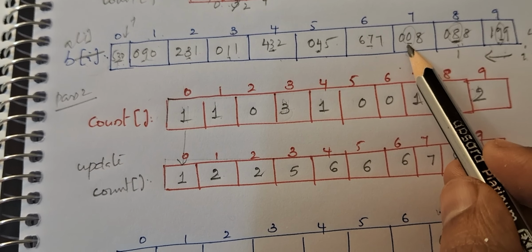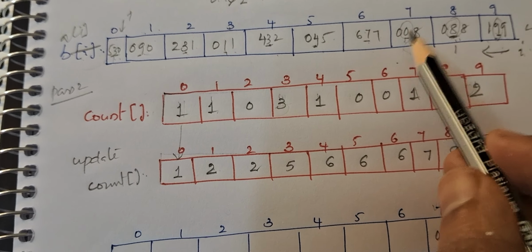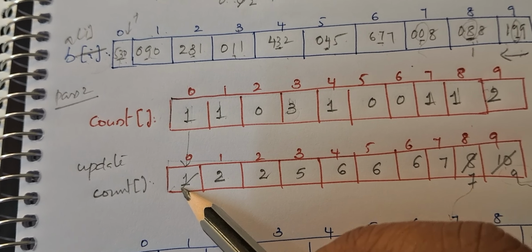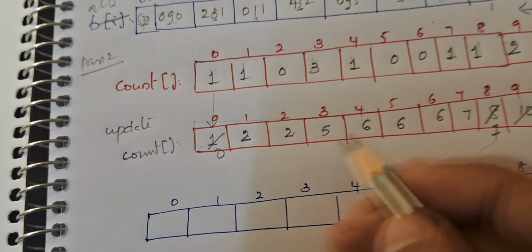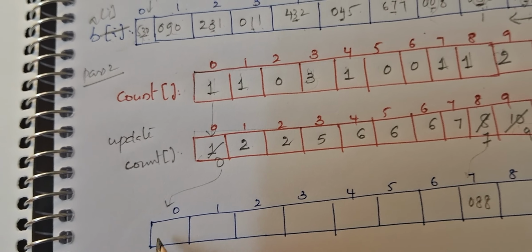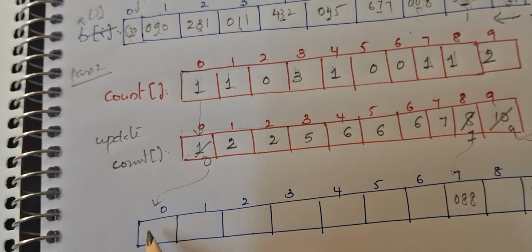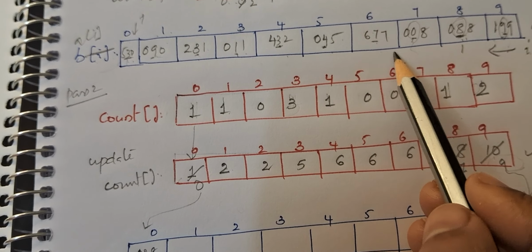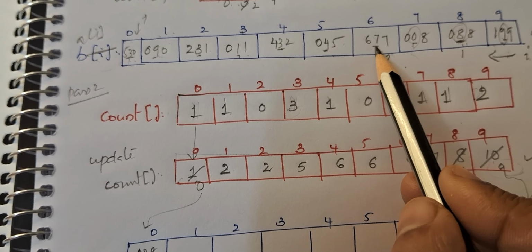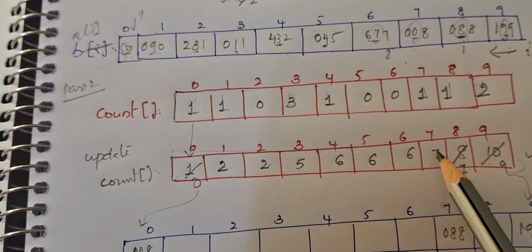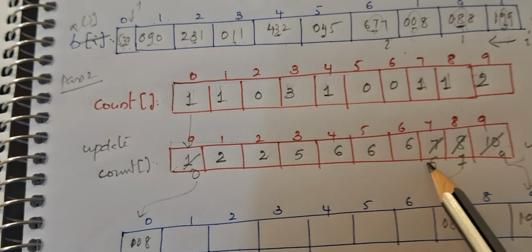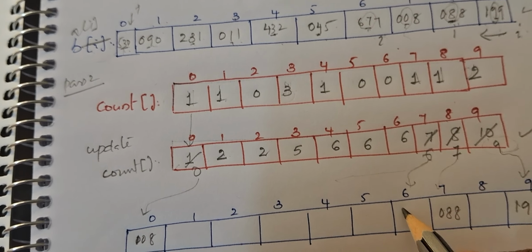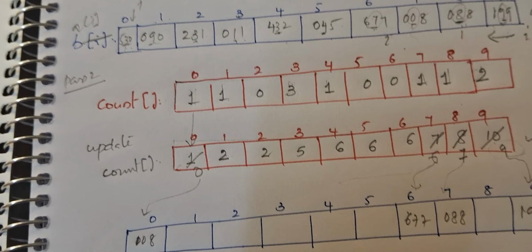Then I is equal to 7, that is 8 minus 1. I value decrementing. I is equal to 7, element 0. Go to index 0 of the count array. It is 1. Decrement the value by 1. Then go to index 0 of the final array and store the result. What is the result? 008. Then again I value is decrementing. I is equal to 6, A of 6 equal to 7. Go to index 7 of the count array, decrement the value by 1. Go to the corresponding index and store the value of A of 5, that is 677.